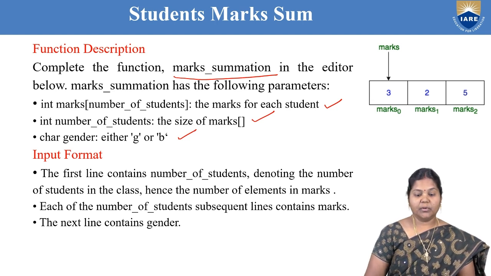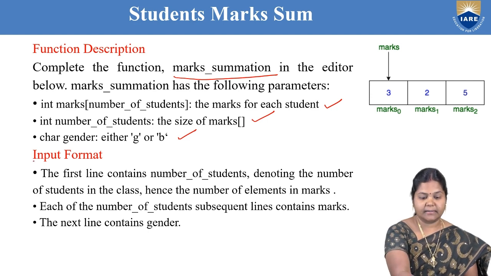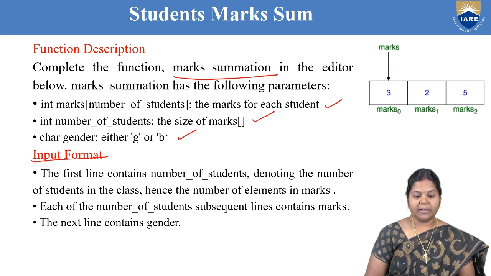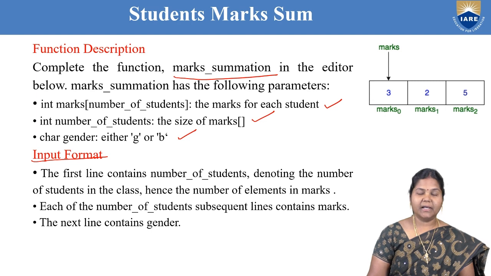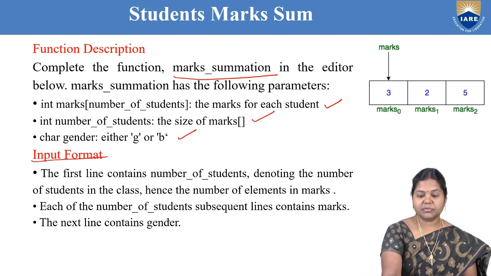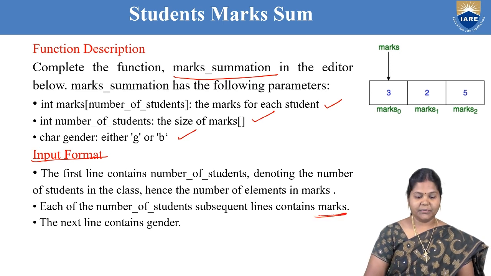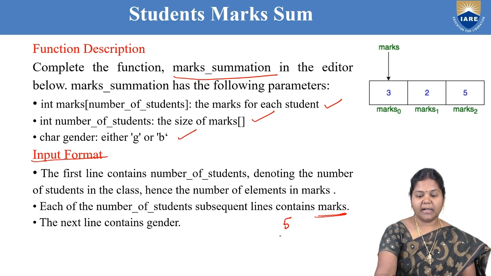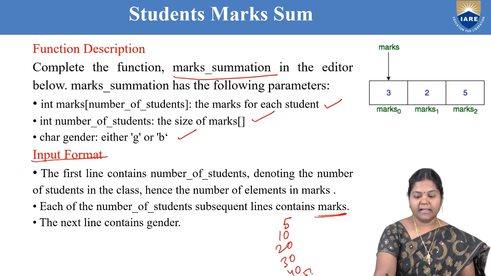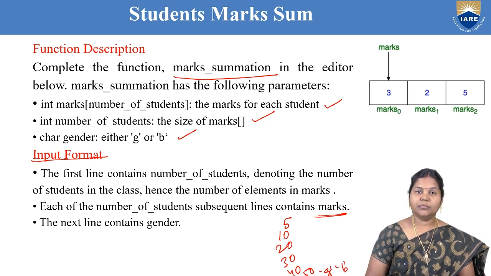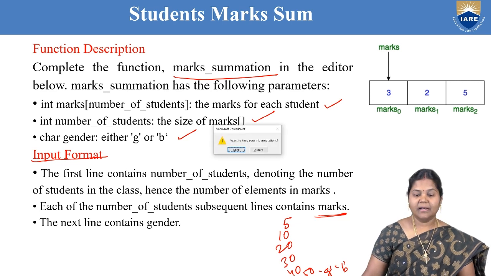So in the program, we have to read three things. What is the input format? Let us check it. In the input format, the first line contains the number of students in the class, and hence the number of elements in the marks array. The number of students is the same as the number of marks in the array, and the subsequent lines contain the marks. Suppose there are 5 students, then you have to write 5 marks: 10, 20, 30, 40, 50. Then followed by that you write the gender. The gender is G or B. Based on this you need to compute the sum of the girls' marks or boys' marks from the array. Let us see how to do this.